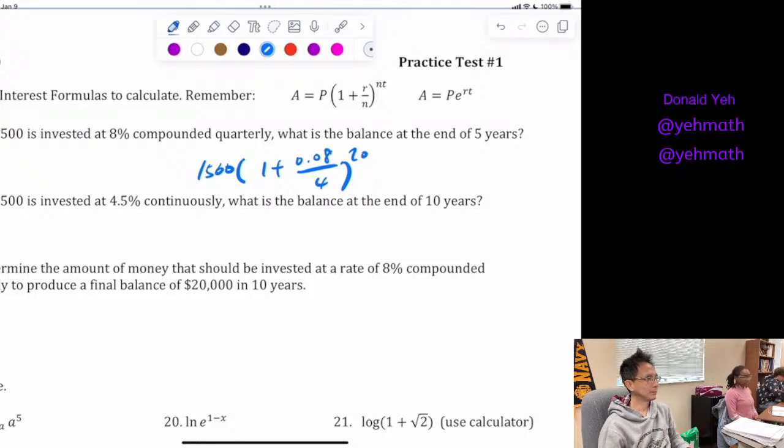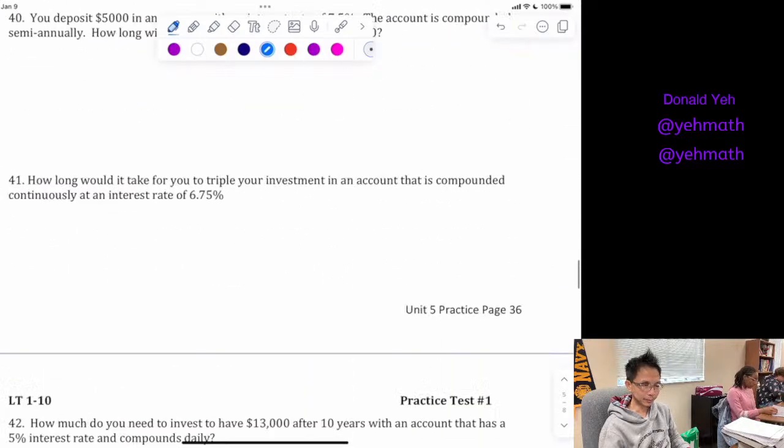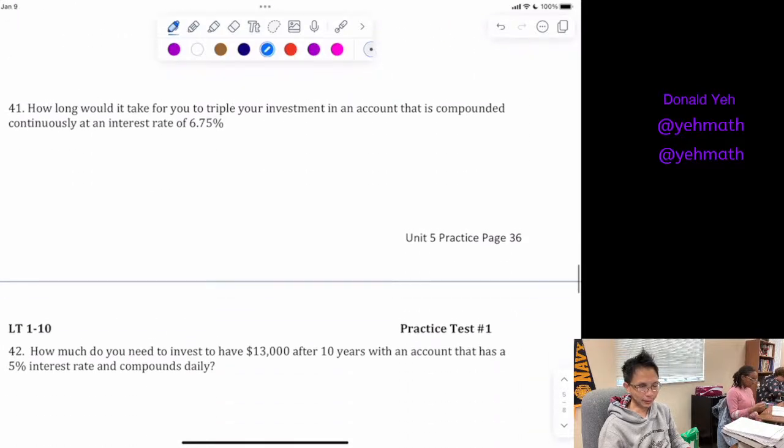Can you go to number 43? It's the carbon one. 43? Oh. Half-life. I like half-life.